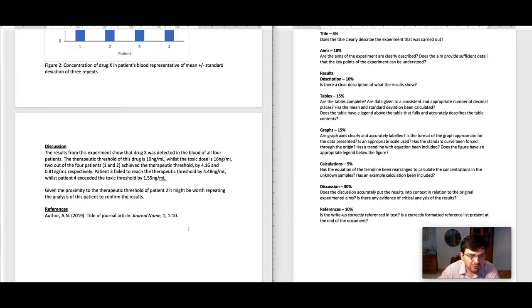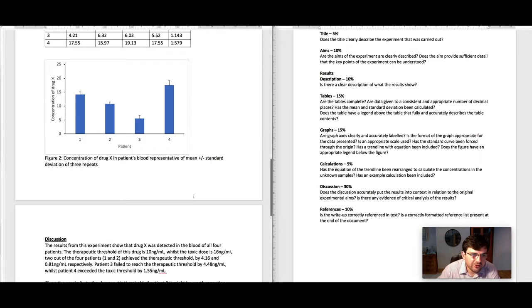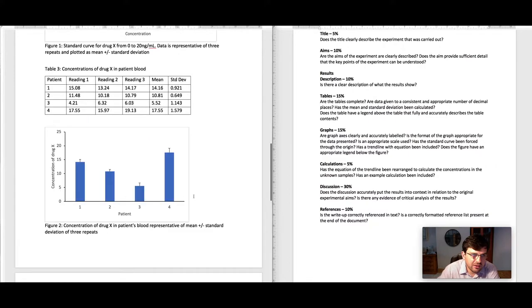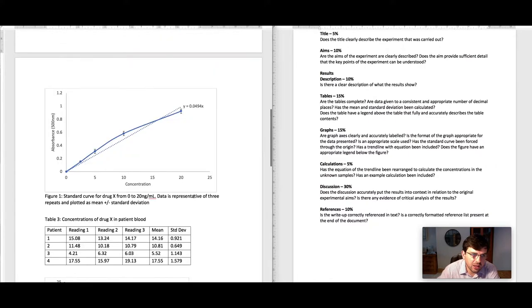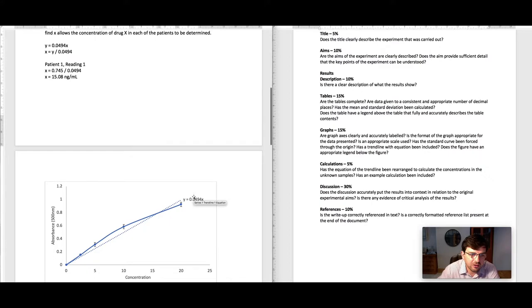We've already discussed the reference here, so we've got a fully correctly formatted reference. So for the purposes of this report, the student will pick up the 10 references. As you can see, the quality of this report is much, much higher. There's a lot more detail contained within it. The graphs are nicely presented.